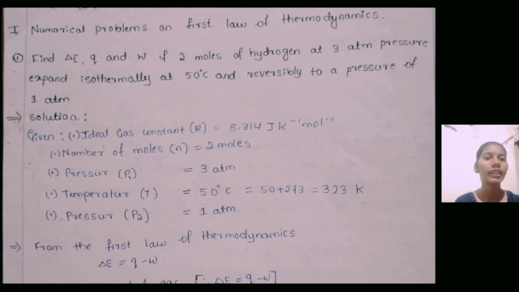R is the ideal gas constant, that is equal to 8.314 joules per Kelvin per mole. N is the number of moles of hydrogen, that is equal to 2 moles. P1 and P2 are the pressures, 3 atm and 1 atm respectively. T is the temperature, that is equal to 50 degrees Celsius. To convert Celsius into Kelvin, add 273, that is 50 plus 273 equal to 323 Kelvin.